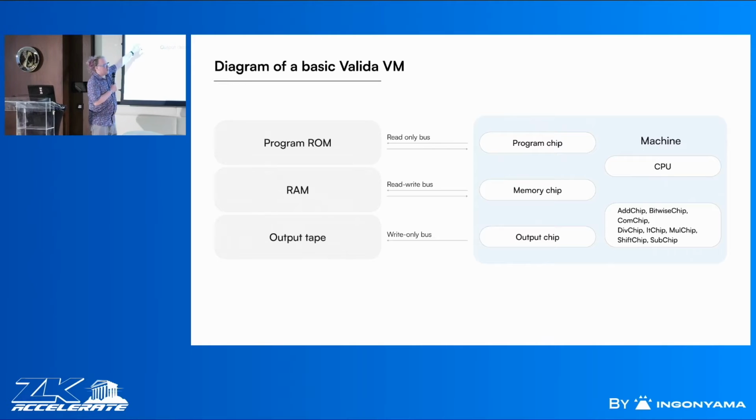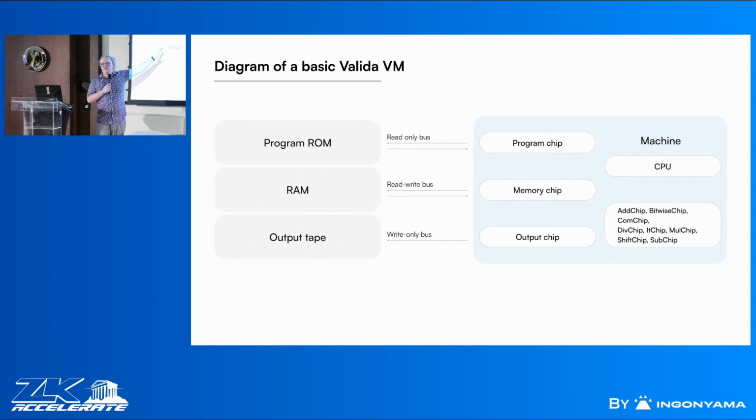Another note here is that it's a Harvard architecture. So program ROM is a completely separate thing from main memory. This, I think, is a good decision throughout the world of ZK. There's no reason to be able to edit the program code. You know what you're proving when you start.